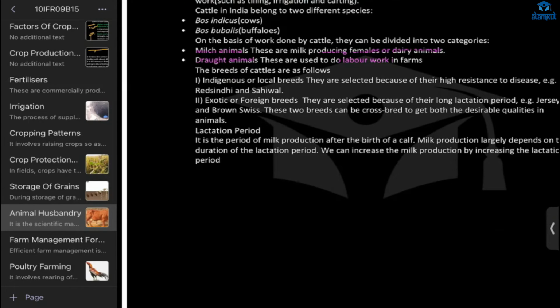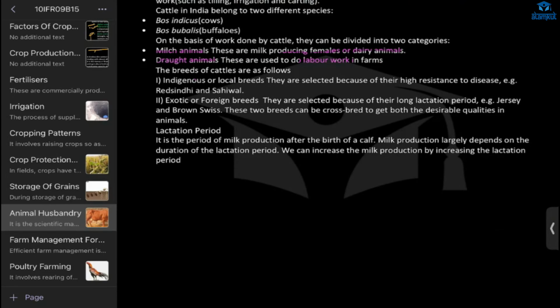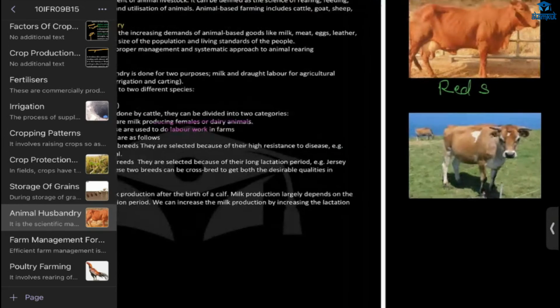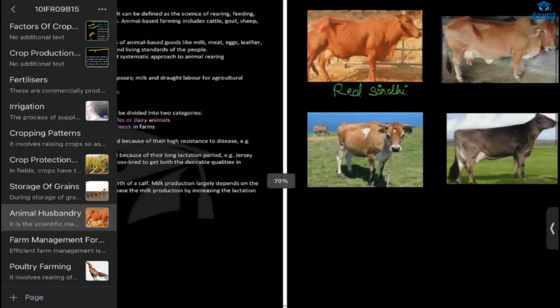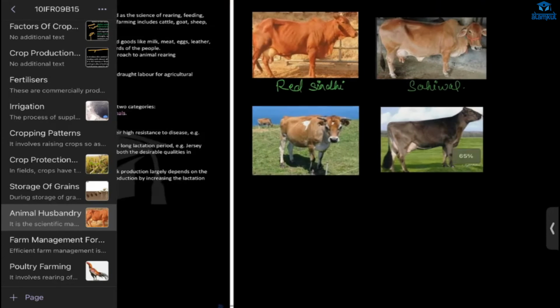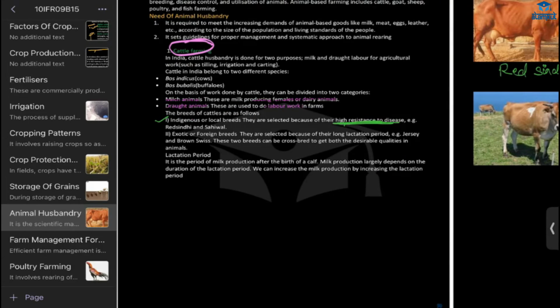So these indigenous breeds are found mainly in India. They are selected because of their high resistance to disease. Example: Red Sindhi and Sahiwal. This is Red Sindhi. I have seen these. You have seen this one? And this is Sahiwal. I've seen Sahiwal. No, ma'am, I've only seen Sahiwal. Okay. What character do they have? They are highly resistant to diseases.